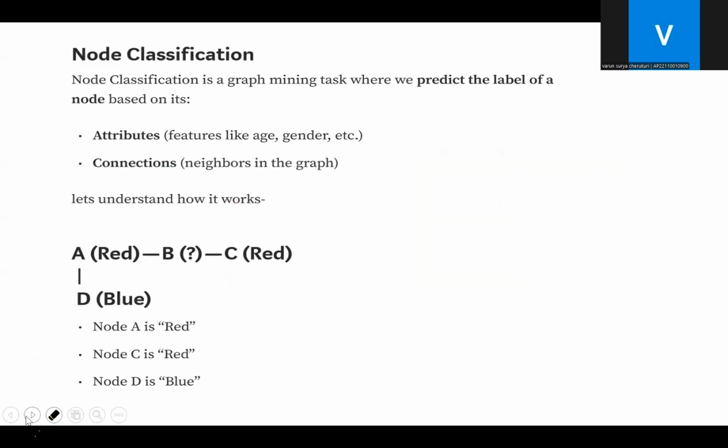Now let's go to the topic called node classification. Node classification in graph mining is a task where we predict the labels of nodes based on the attributes and connections. Let us understand how it works.